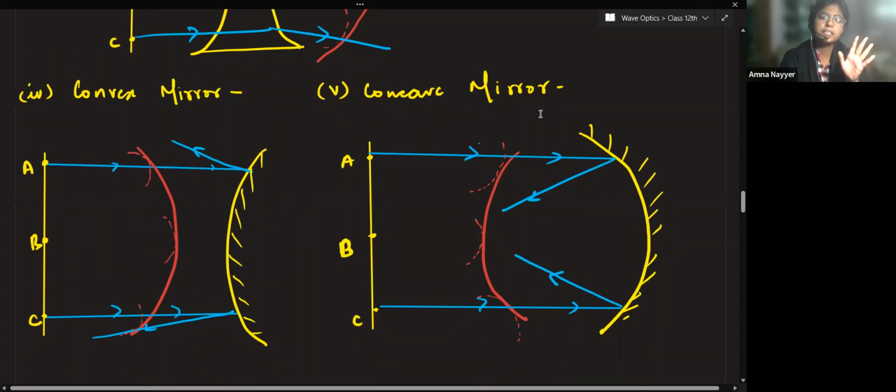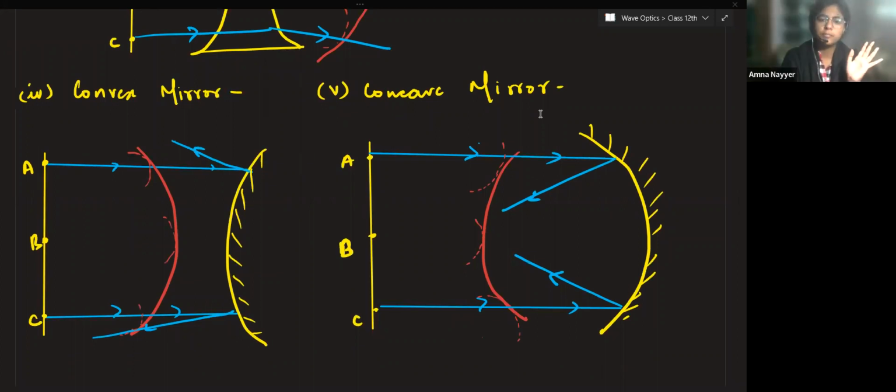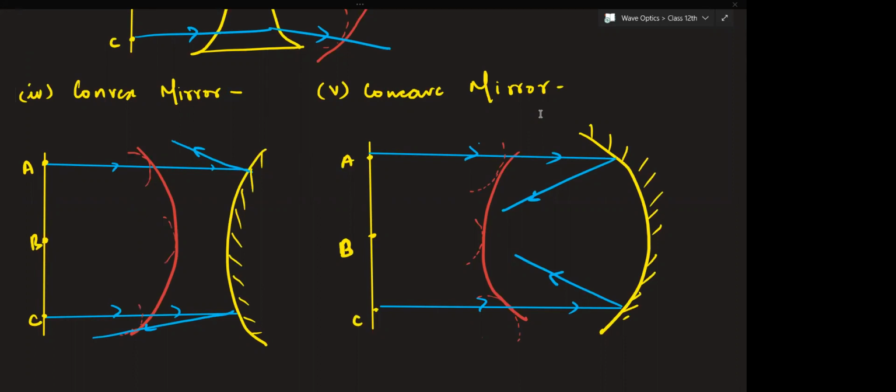Tell me, is this part clear to you? Because questions from Huygens' principle are this only. Then you have to prove the paths present. Clear? Clear, ma'am. Yes, ma'am. Okay.